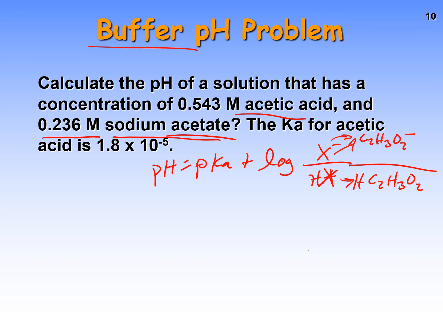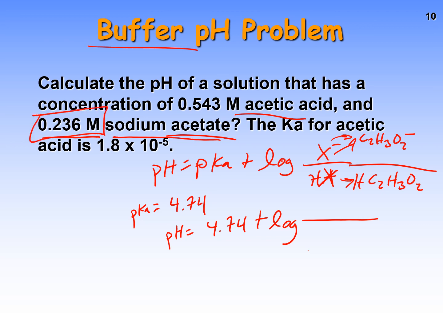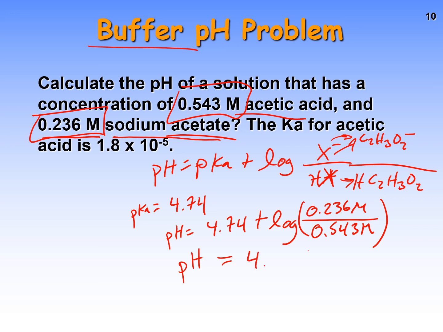So I need to take the negative log of 1.8 times 10 to the negative 5, and if you do that, the pKa here is equal to 4.74. So my pH is going to be equal to 4.74 plus the log of my weak base concentration, this one, 0.236 molar, over my weak acid concentration, this one, 0.543 molar. And that's it. If we do this calculation out, the pH here is going to be equal to 4.38.